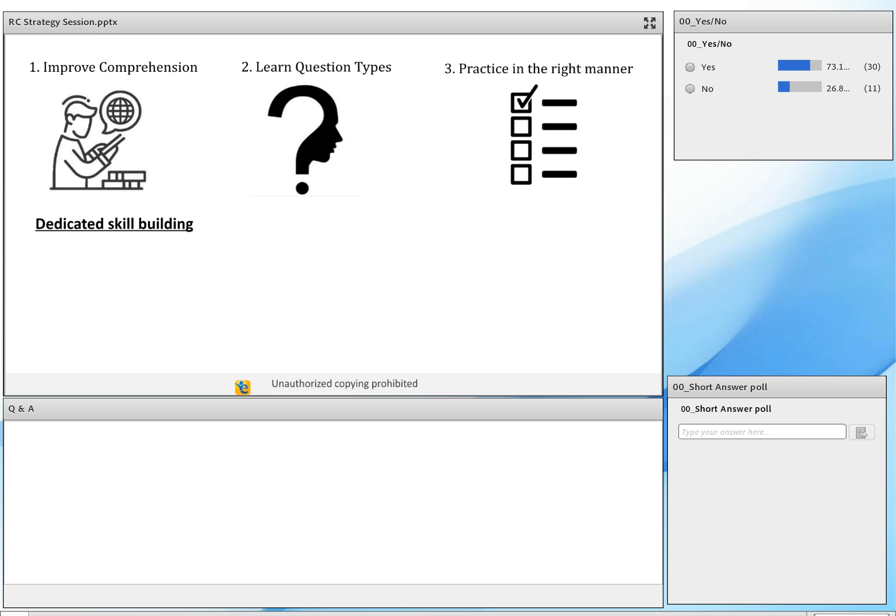Okay, so for improving comprehension, we have dedicated skill building exercises. The first course that I want you to do is Master Comprehension course. As I said earlier, this is the basic foundation course for all of GMAT Verbal. Even if you are at 60 percentile or higher in GMAT Verbal, I still want you to go through Master Comprehension course because it sets that baseline for how you should be reading a single sentence.